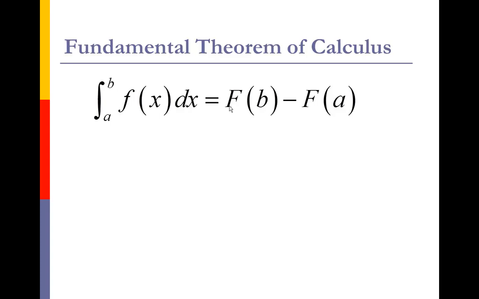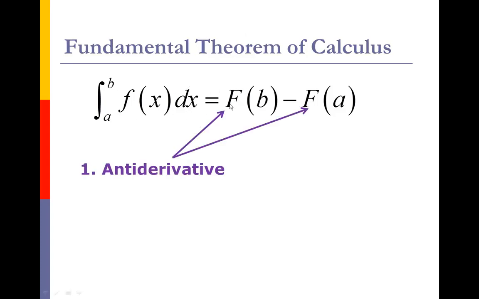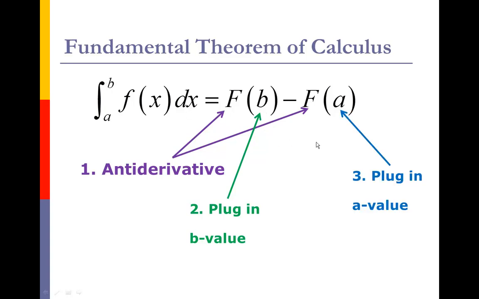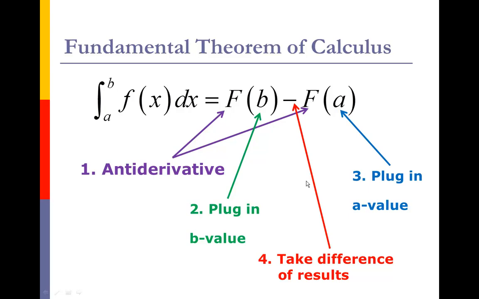And so what we're saying here is take the antiderivative and then plug in b, that upper limit value for the integration, then plug in the a value, that lower one on the integral sign, and then take the difference. It's a four-step process. That's what the fundamental theorem of calculus is basically telling us. It's a nice way for us to calculate the definite integral and get an answer.